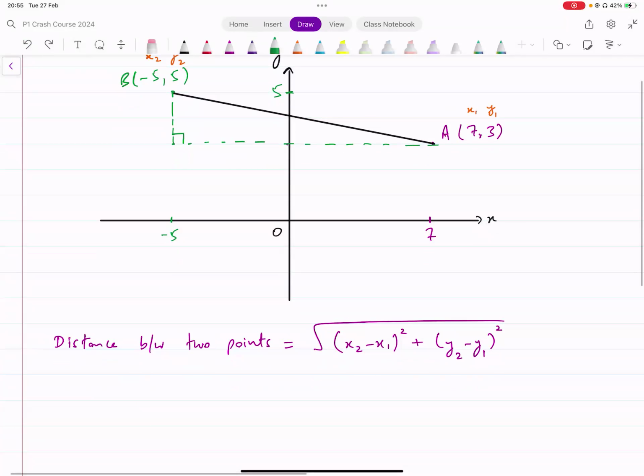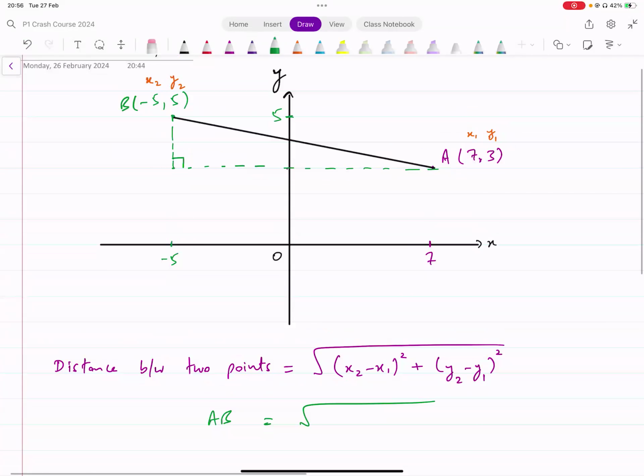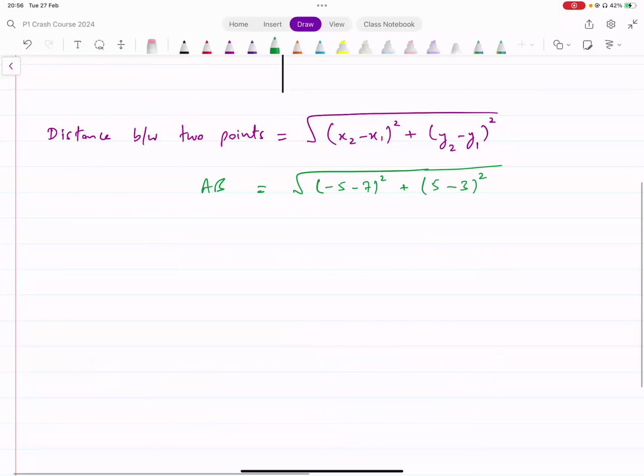So if you had to find distance AB now, how would that work? We'd say the distance AB is equal to, if we call this x1, y1, and we call this x2, y2, we can call any of them x1, y1, any of them x2, y2, it doesn't make any difference. x2 minus x1, what is that going to give me? Minus 5, minus 7, and then whole square of that, plus y2 is 5, y1 is 3, 5 minus 3 whole squared. What does that give us? Square root of minus 12 whole squared plus 2 squared. 144 plus 4, that's square root of 148.